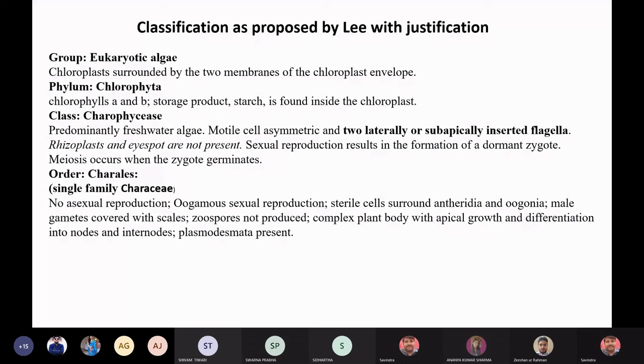Okay, is it a eukaryotic alga or a prokaryotic alga? It's a eukaryotic alga because the chloroplast is surrounded by the two membranes of the chloroplast envelope. Chloroplast means it is eukaryotic. After that, it is Chlorophyta. Why is it Chlorophyta? Because it has both chlorophyll a and b, and starch is also inside it. Why is it Charophyceae? Because its reproductive structures have laterally placed, subapically inserted flagella.